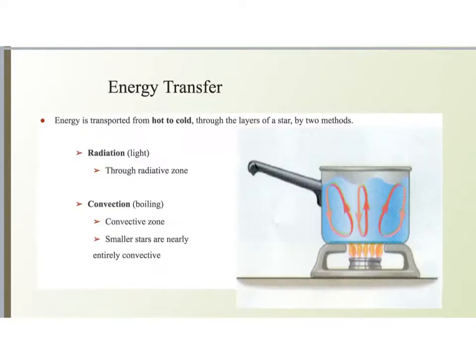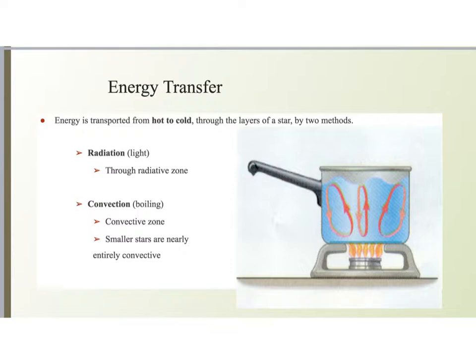Although we have three methods of heat transfer on Earth, the two which dominate energy production and motion within a star are simply radiation and convection. So what we have on Earth is conduction, which is through physical contact and motion of electrons. However, within the sun, we have that radiative zone, which is where radiation is the dominant form of heat transfer. And radiation is traveled through open space.